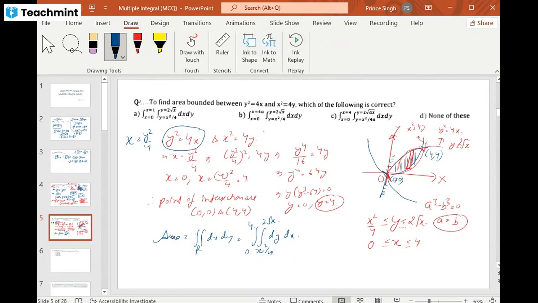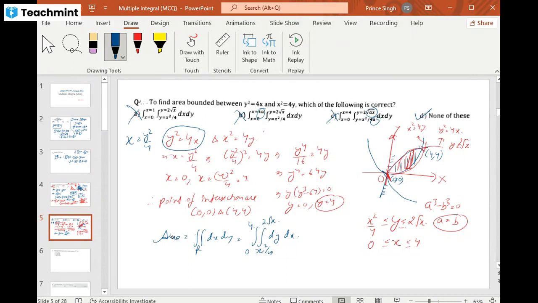X square by 4 to 2 times square root of x, 0 to 1: not the correct option. 0 to 4a: a is not there, so this is not the correct option. X square by 4a: because a is not there, so definitely this is not the correct option. So the correct answer is option D only.